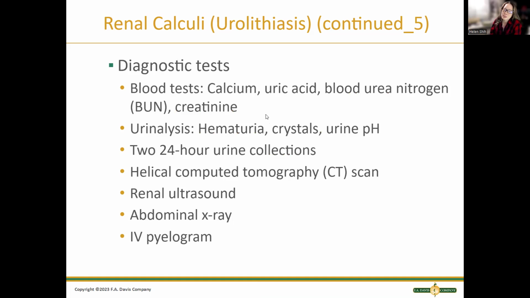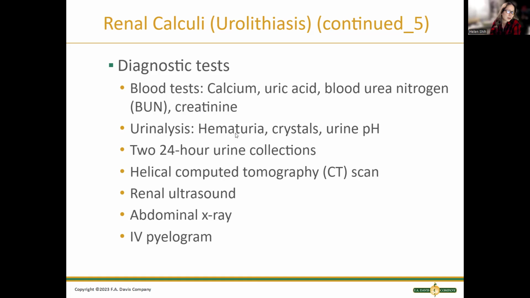Now, some of the diagnostic tests you could do in order to see if the patient is currently developing a kidney stone, or that they're happening inside of their body, is that you can draw their blood and check for calcium levels, uric acid levels, blood urea nitrogen levels, and creatinine levels. These are some ways to measure the waste products that are in your blood to see how much of it actually makes it to your kidneys to be filtered out.